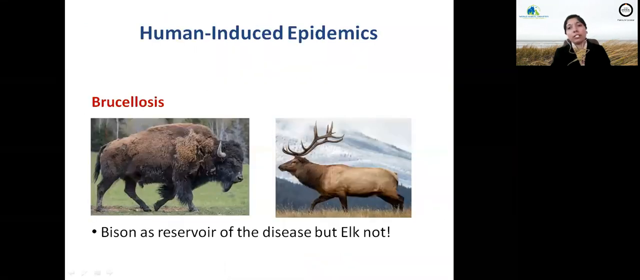So human interventions have resulted in the cross-species transmission of these viruses, and one such example is brucellosis.